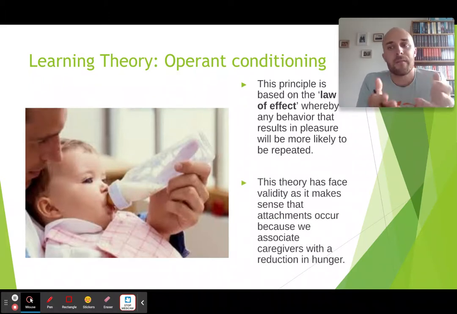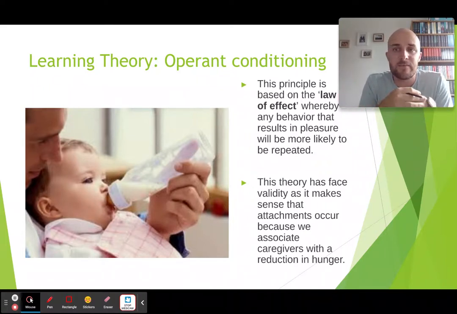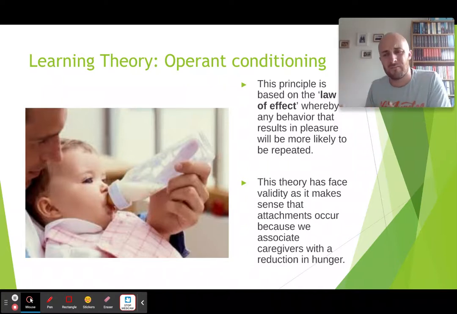Now, it does have face validity. If we haven't covered face validity yet, face validity is on the face of it, does this theory make sense? Forget all the scientific research or whatever. Just does it look like it makes sense? Food is pleasure for most people. That's an indisputable fact.